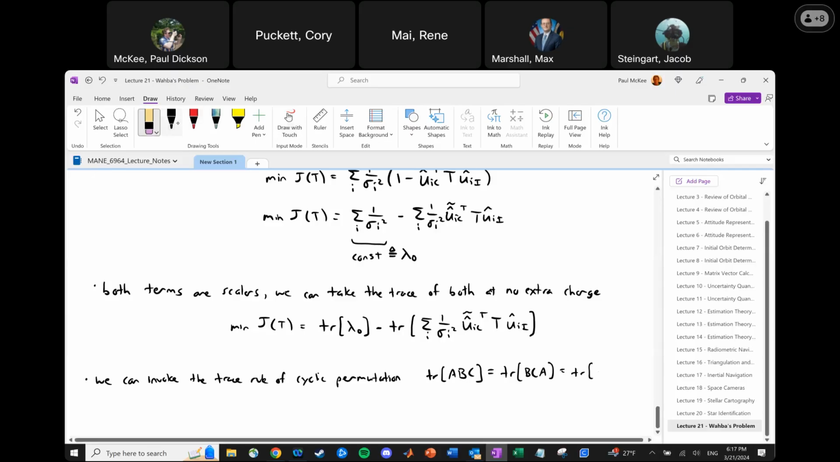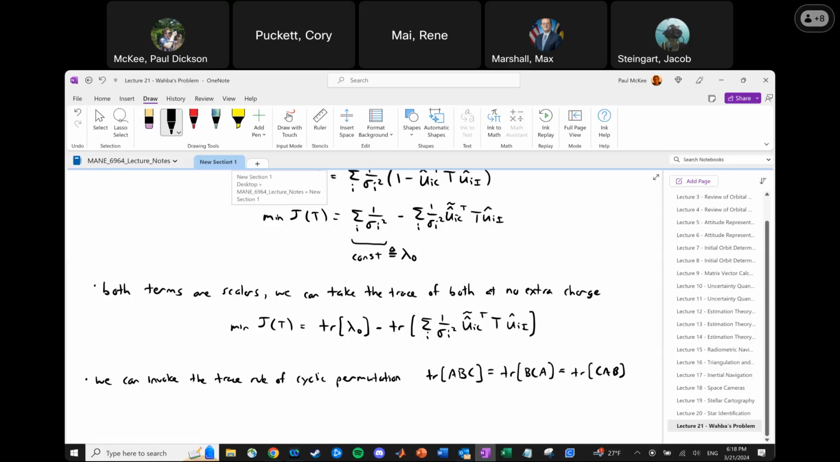I'm getting ahead of myself. It's the same as the trace of CAB. It is not the same as the trace of BCA or BAC, right? It needs to be a cyclic permutation. So you can imagine this is a conveyor belt. The C goes off the side and then it comes up to the front again. Well, that's this case. And then you do that again, you get BCA, right? That's the idea. So these cyclic permutations are okay.